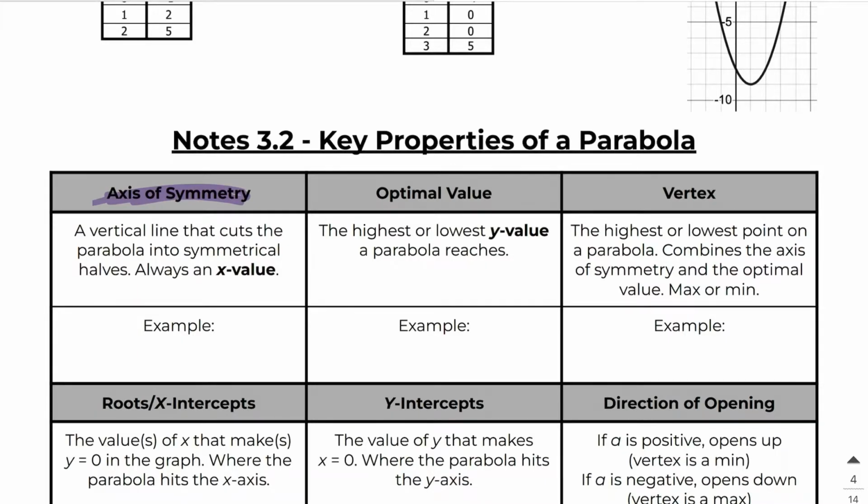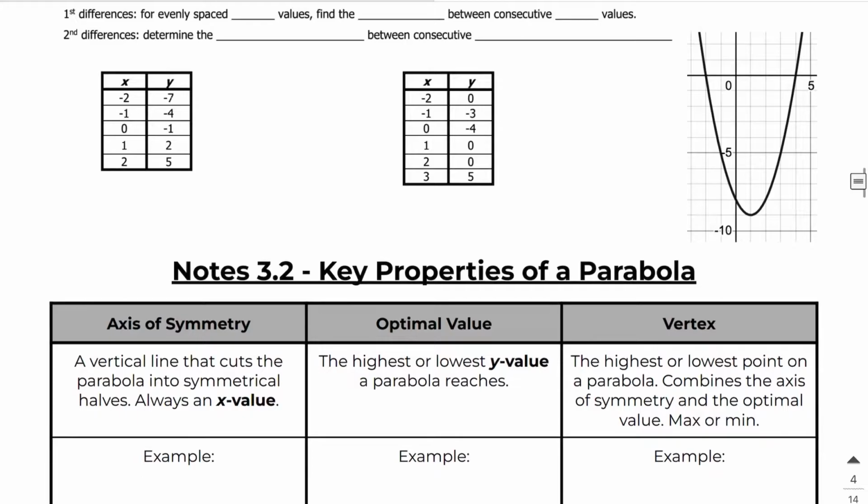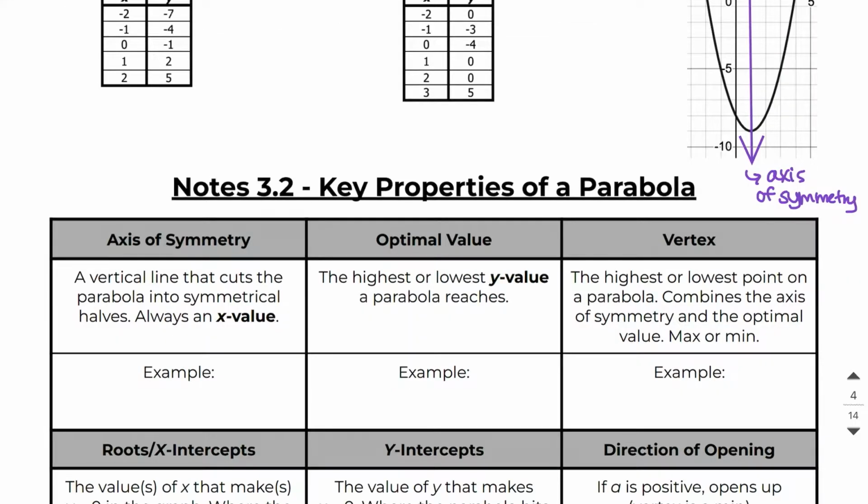This is what we'll look at first, and it is a vertical line that cuts the parabola into symmetrical halves, and it's always going to be an x value, so that's really important that it's an x value. So for example, right here, if I were to draw the line that cuts this parabola in half, it would look right here in this spot. So this line right here is called the axis of symmetry. And because it is a vertical line and it intersects where x is 1, we can say here that the equation of the axis of symmetry is x equals 1.